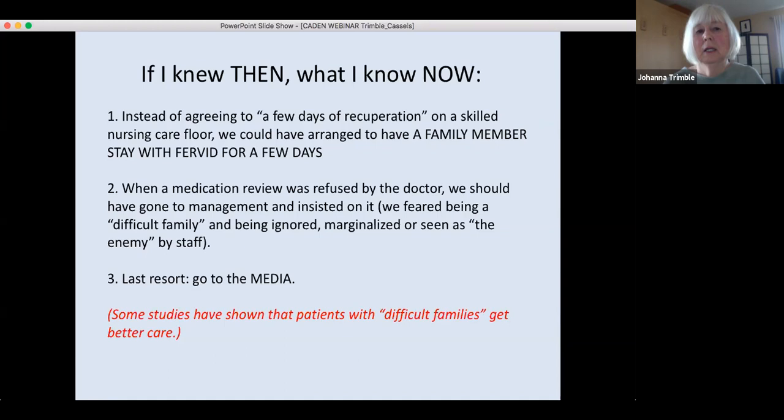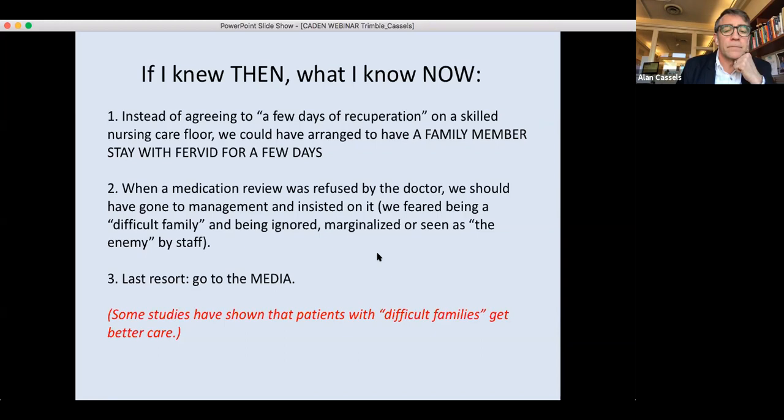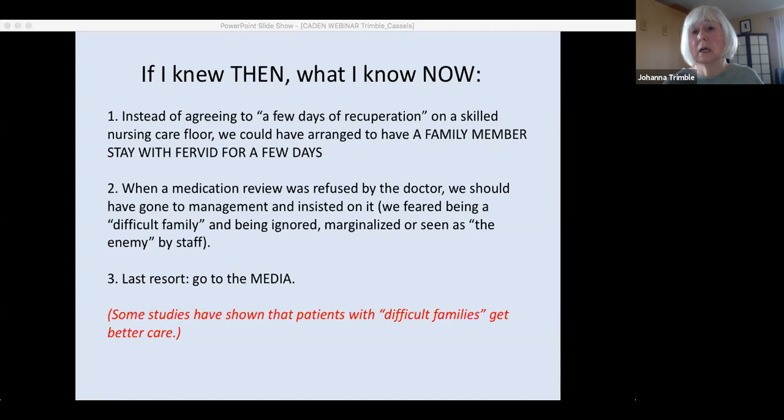The second point that we wish we had done was that when a medication review was refused by the doctor, we should have gone to management then and insisted on it. We feared being a difficult family. We feared being ignored or marginalized or seen as the enemy by staff.